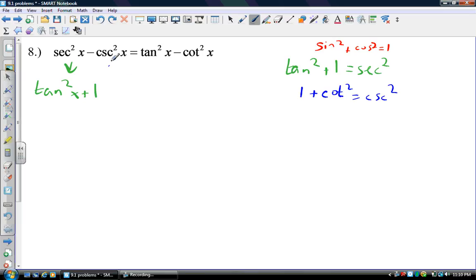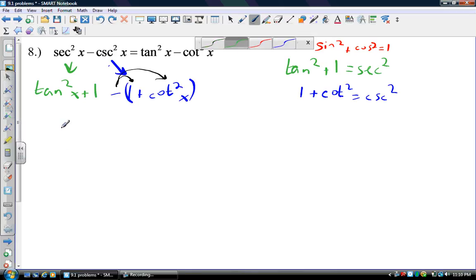Secant squared is, I'm sorry, cosecant squared is actually 1 plus cotangent squared. So I can replace that with 1 plus cotangent squared. Now remember, it's minus this, so it's minus the whole thing. So you've really got to think, oh, I'm making that negative, and I'm making that negative. And then it's just going to fall right out from there.